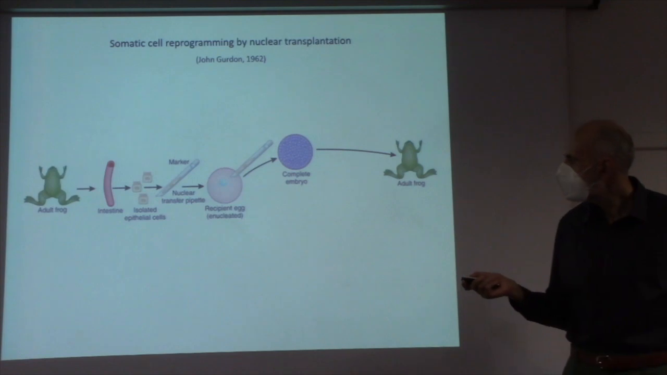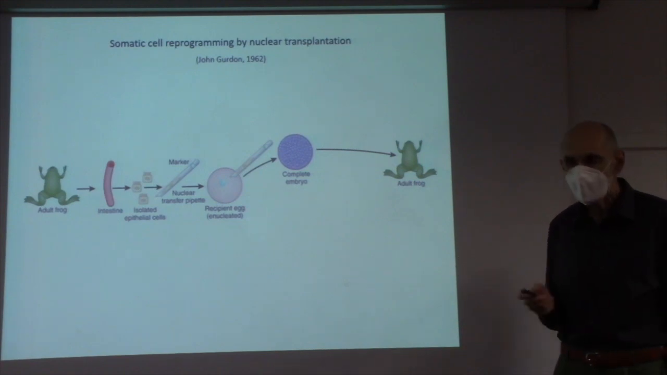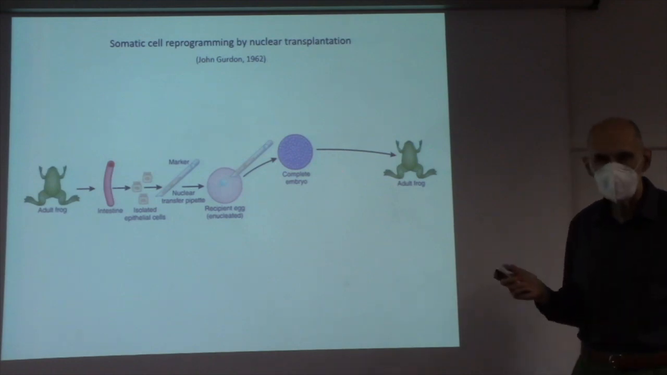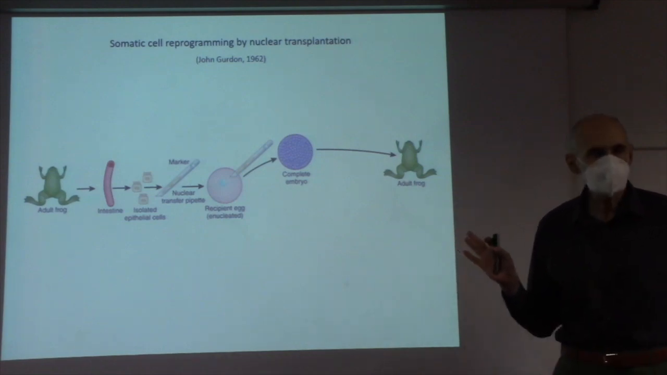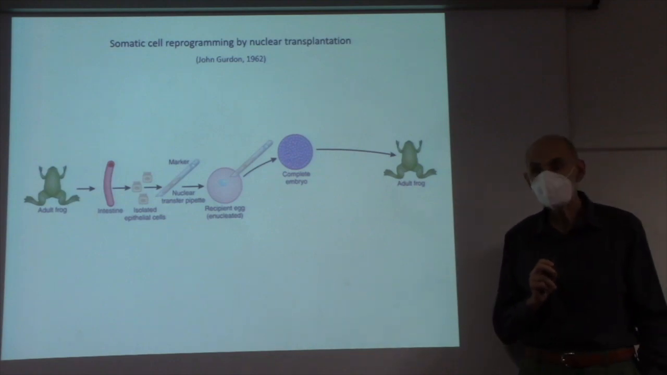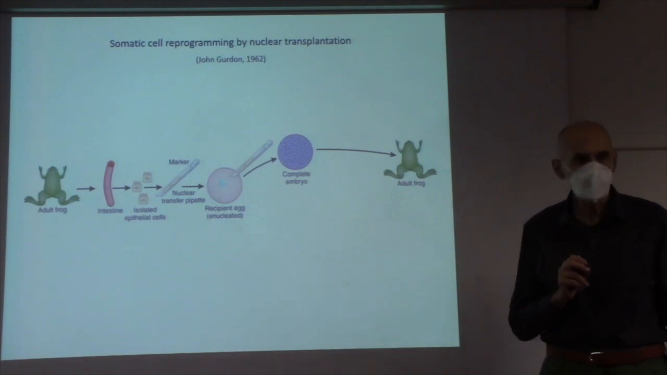Surprisingly, this reconstituted egg is capable of developing into an embryo, and at times, infrequently but measurably, it even develops into an adult frog. Now, these experiments were very important at the time because for the first time they gave an answer to a major question in biology and in molecular biology.